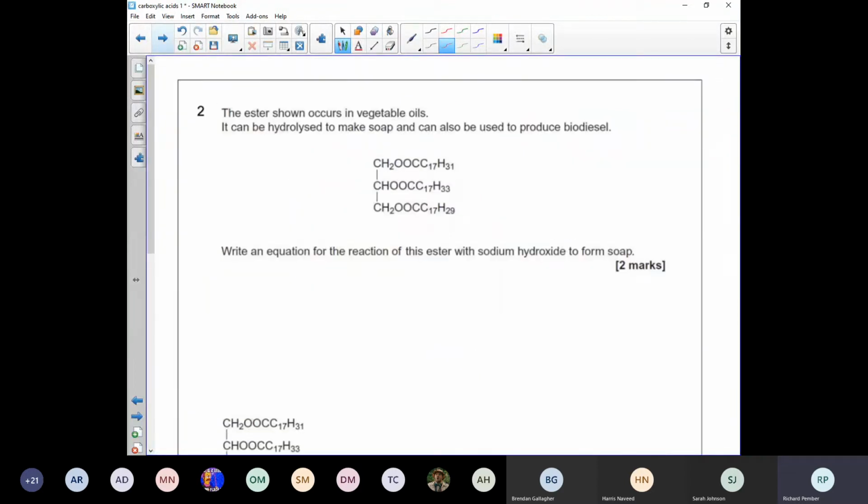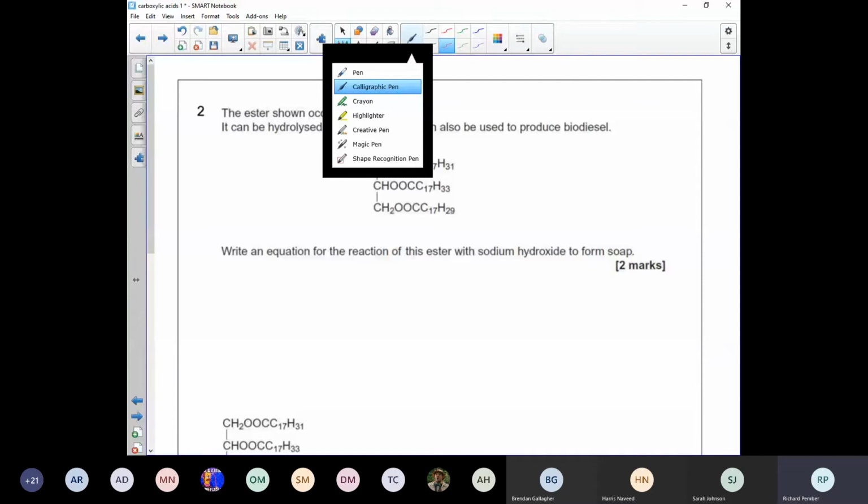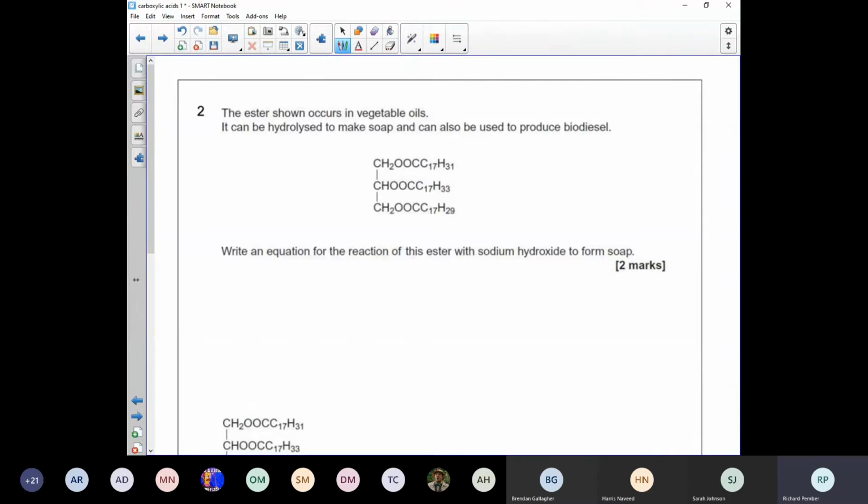Okay, right. Question 2. Quite a lot more going on here with question 2. I think when students see these, it's often fairly scary.